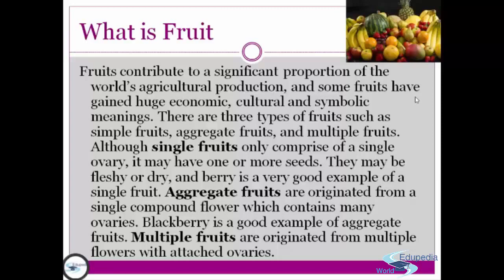Aggregate fruits originate from a single compound flower which contains many ovaries. Blackberry is a good example of aggregate fruits. And the last type of fruit, we have the multiple fruits, and they originate from multiple flowers with attached ovaries.